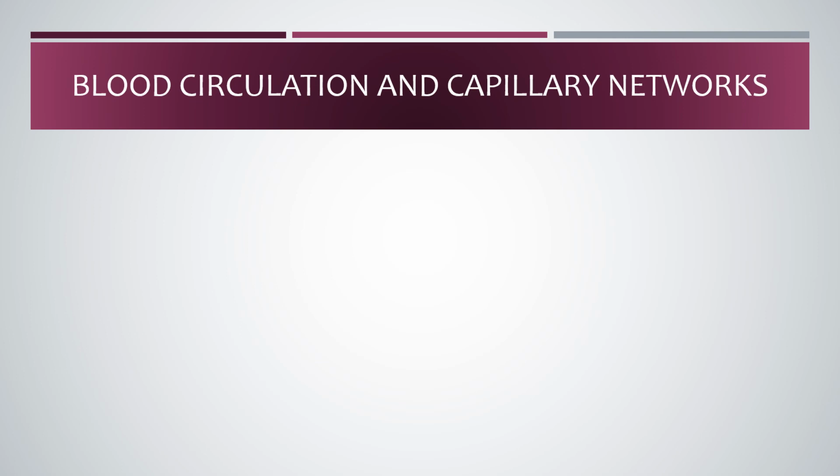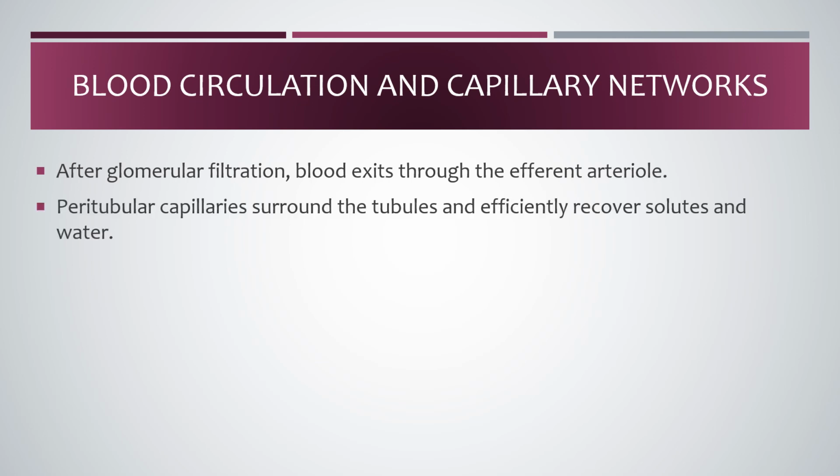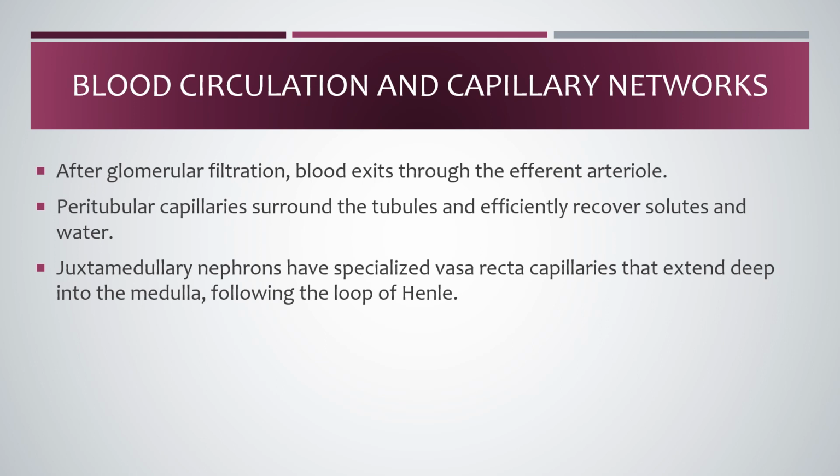Blood circulation and capillary networks. After glomerular filtration, blood departs via the efferent arteriole, branching into a secondary capillary network encircling the tubule, recognized as peritubular capillaries. In the case of juxtamedullary nephrons, a specialized segment of the capillary, referred to as the vasa recta, extends deep into the medulla, following the loop of Henle.